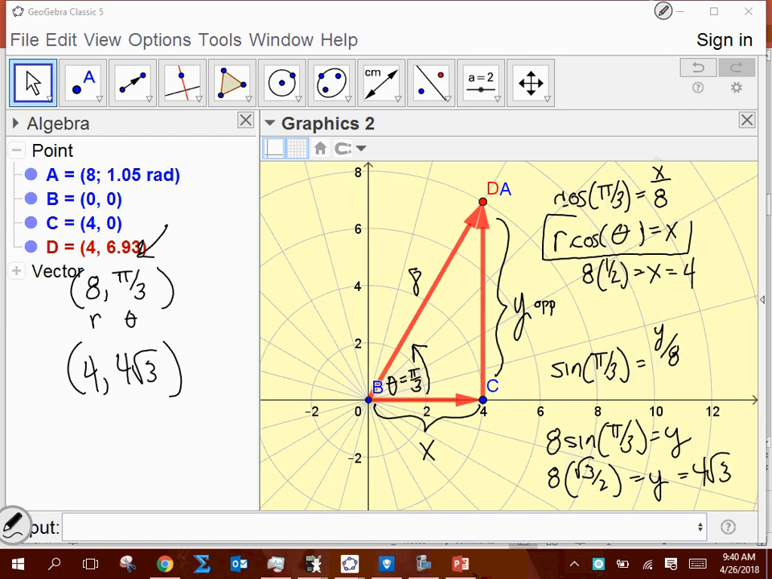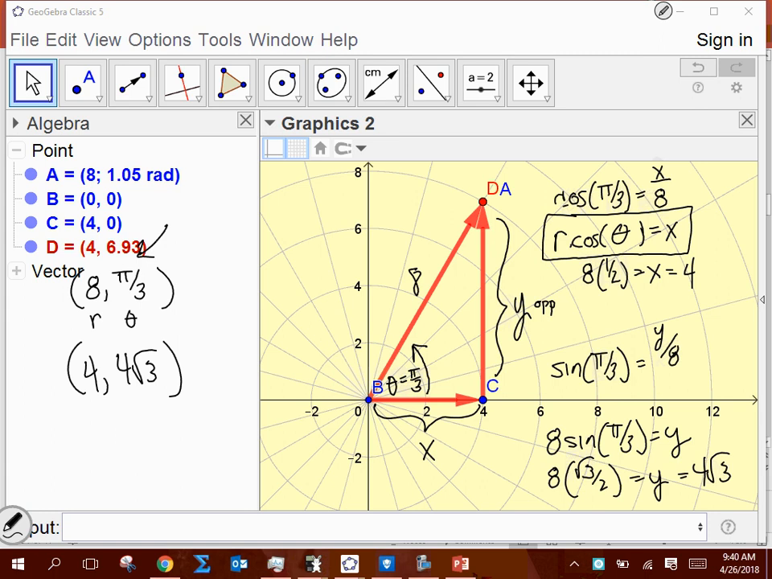There's your formula that will be consistent every single time, because at every single point that I have in polar form, if I connect it with the pole with a segment, it is a hypotenuse of some right triangle, right? So that adjacent, opposite, hypotenuse relationship will always exist. So x will always be equal to r cosine theta.